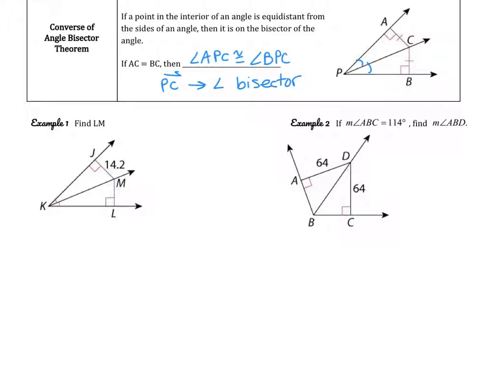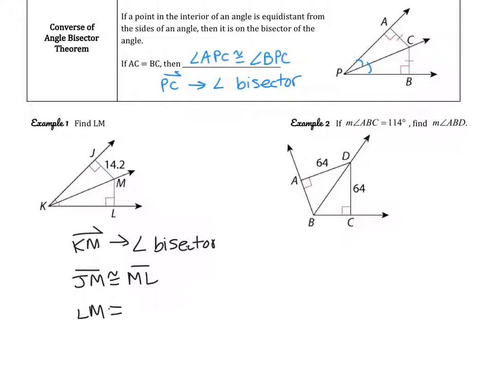So here they would like us to find the length of LM. I can see from the picture that ray KM is an angle bisector. So using the angle bisector theorem, I know that any point on my bisector is equidistant to the sides. So I know that JM is congruent to ML. And if that statement is true, then LM must be equal to 14.2 units.